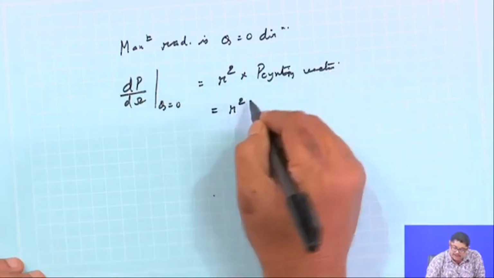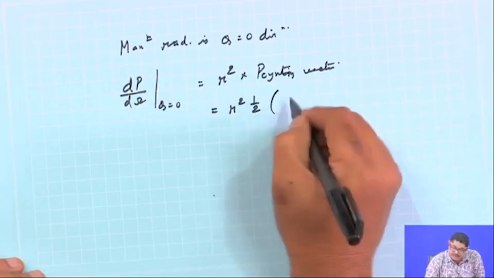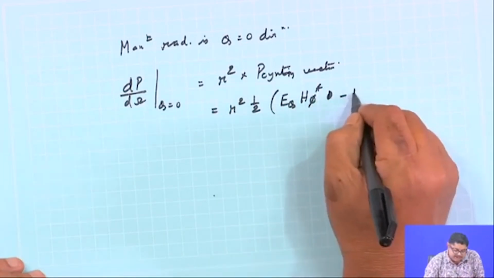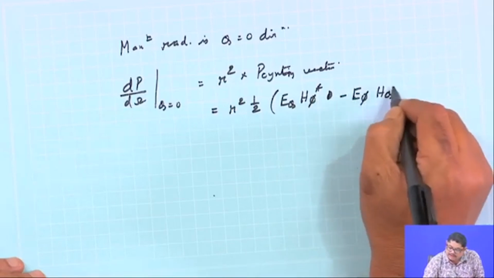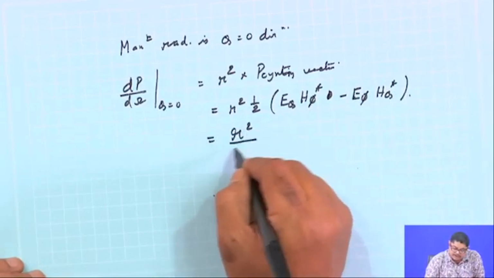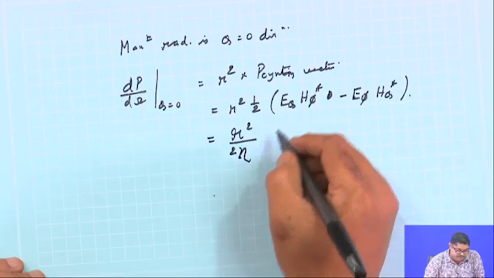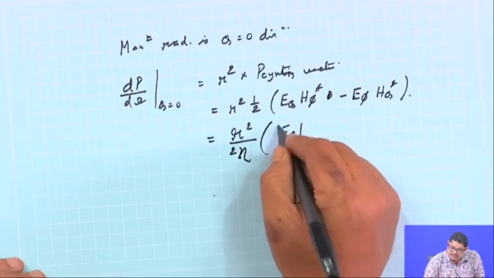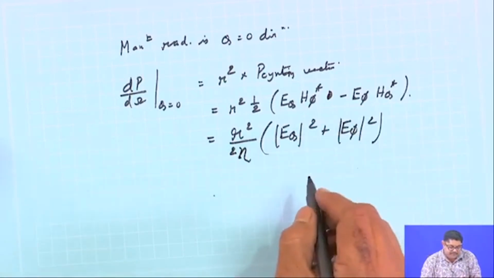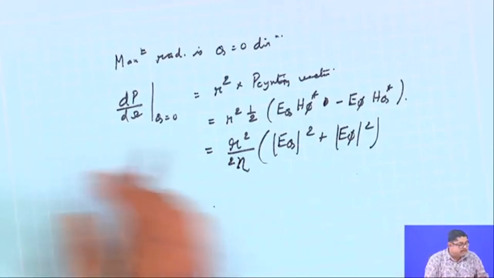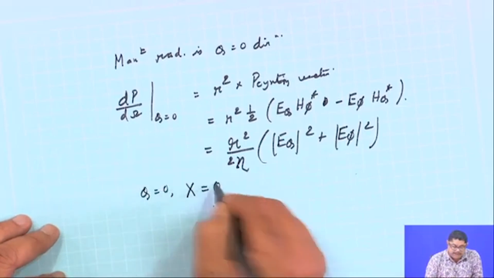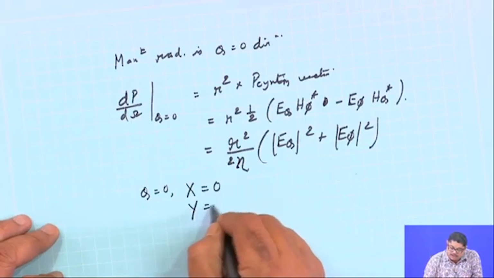So, that is r square half E theta H phi star minus E phi H theta star, and if you put these values, you get r square by 2 eta into E theta square plus E phi square. Okay. So, this E theta, if I now put theta is equal to 0, capital X becomes 0, capital Y also becomes 0.